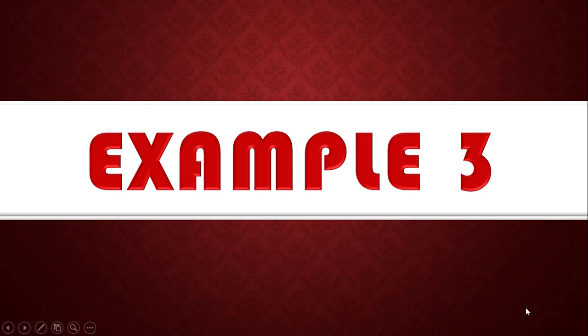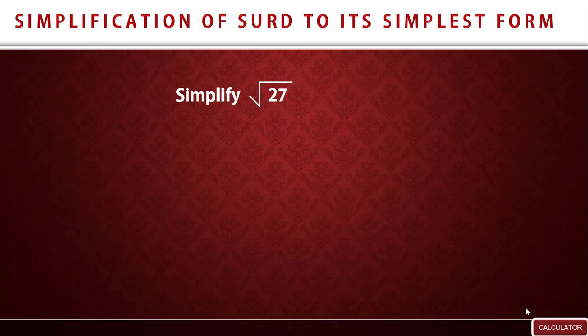Okay, let's look at example 3. Simplify square root of 27. In this question, we have to simplify the square root of 27. So, what two numbers are we multiplying to give this 27? One should be a perfect square.